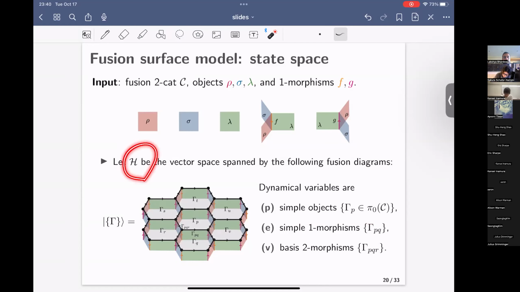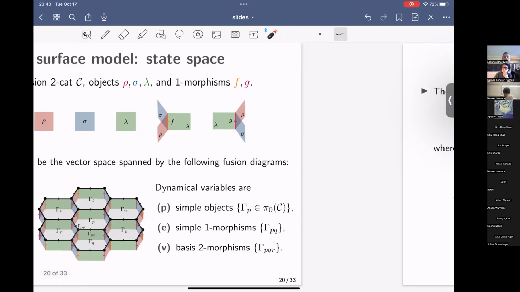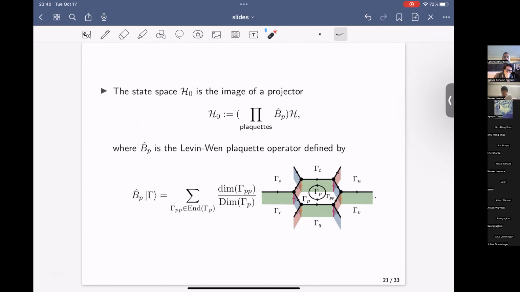Although this vector space H is a straightforward generalization of the anyon chain state space, it turns out that it is not a good idea to use this vector space H as the state space of the model. So instead, we define the state space of the model by a specific subspace of the vector space H. I have a question.